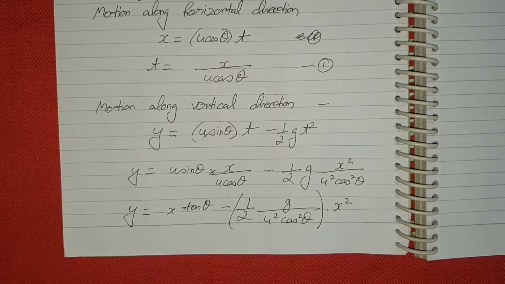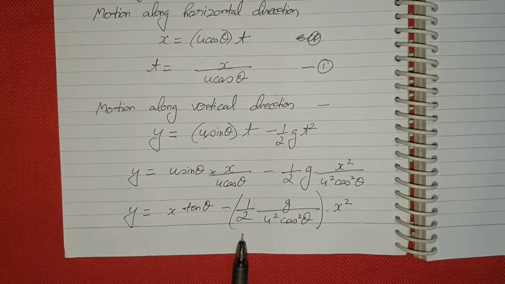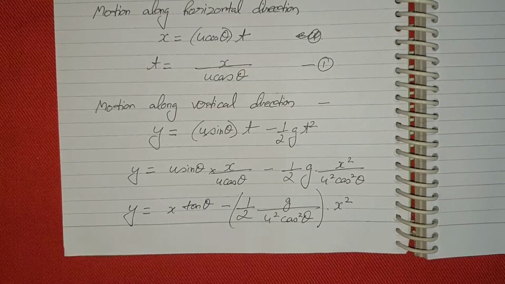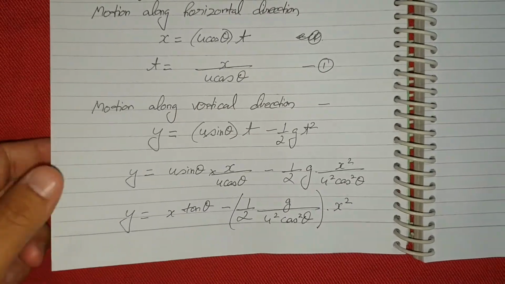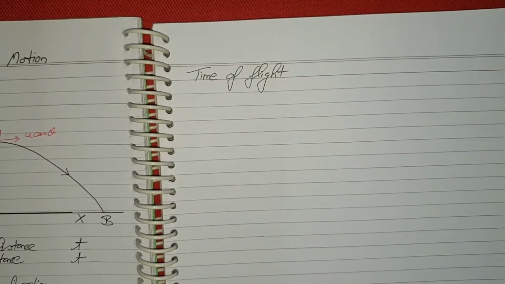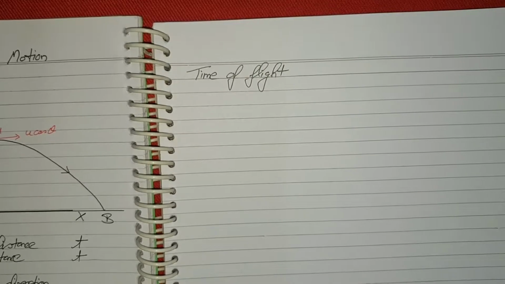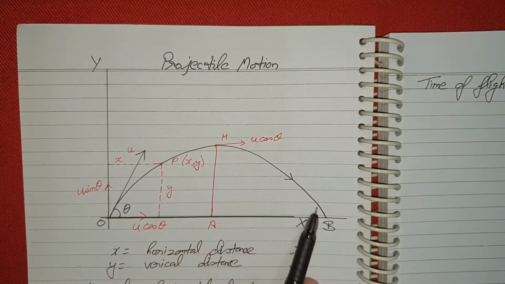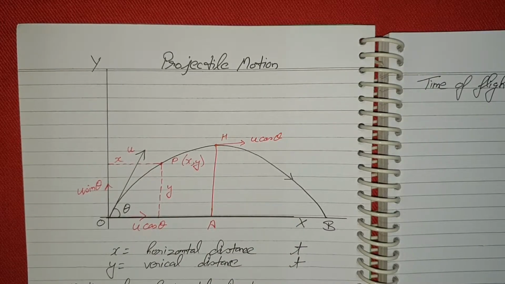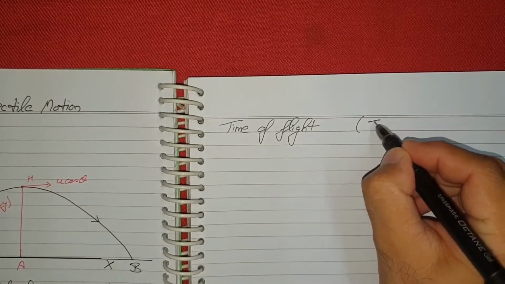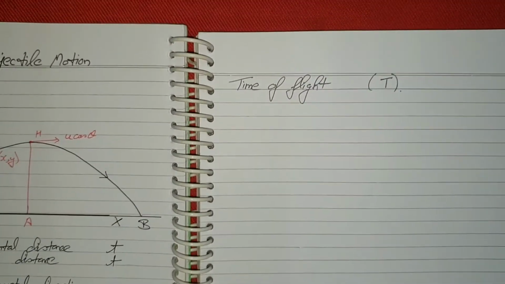Now look at this. This is an equation of basically a parabola, and the path of projectile projected at some angle with the horizontal direction from the ground is a parabolic path. So time of flight. Now it is the total time for which the object is in flight. So object in flight means when it is from O to B. This is the total time of flight, and we are denoting it by capital T.